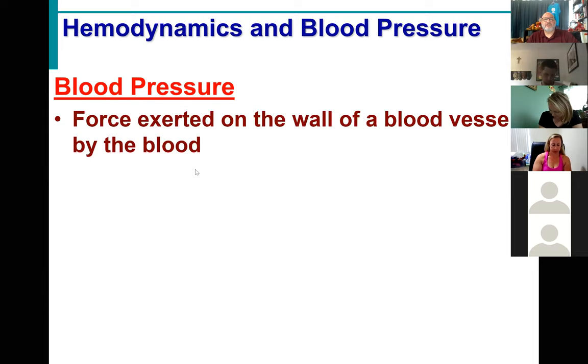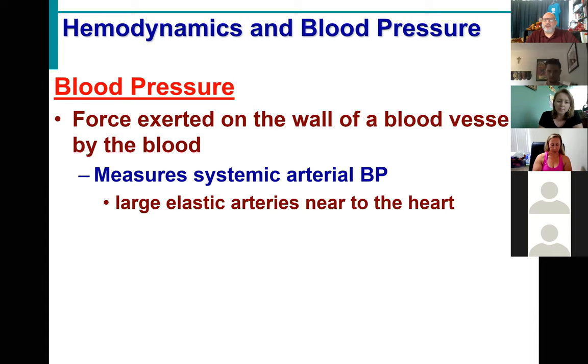Excellent. So we already talked about this. Blood pressure is the force of the blood pushing on the walls of the blood vessel. How many times it bangs against there? Typically, if we are taking someone's blood pressure, we do that in one of the large elastic arteries that are near the heart, like the brachial artery is a common one, right?